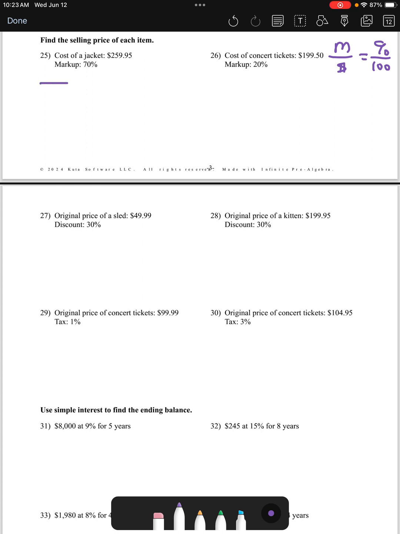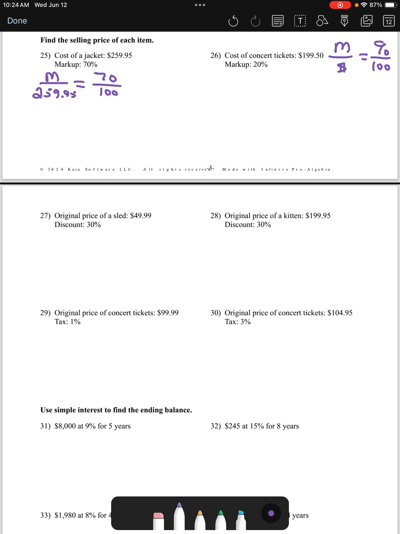So let me show you what I mean by that. In number 25, I have a percent. It is 70. I have an amount of money. It's $259.95. What I don't have is the dollar amount of my markup.